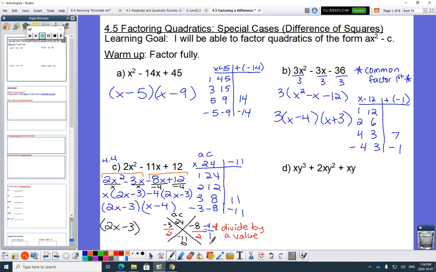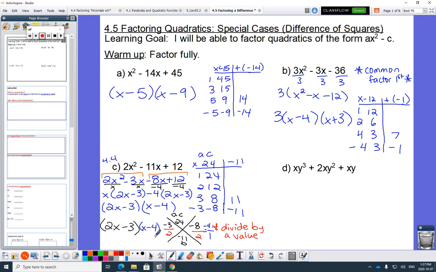Negative 4 over 1. So 1x minus 4. Neither of these methods is better than the other in terms of what you should feel about yourself or the chance of you being successful. It's going to matter which one you like better, okay? But still, really, you have to think this first: two numbers that multiply to A times C and add to B.